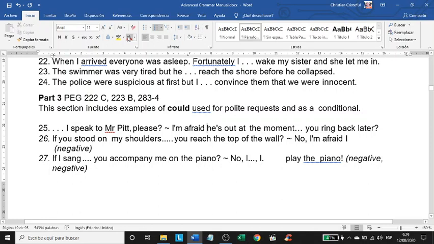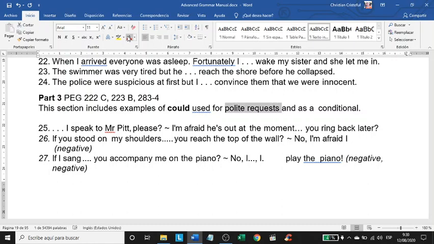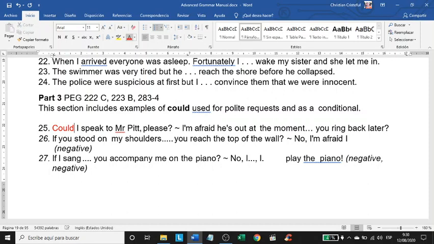Part 3. This section includes examples of could used for polite requests and as a conditional. So two uses. Could for polite requests and could as conditional. So the first one. Could I speak to Mr. Pitt, please? This is a polite request. I'm afraid he's out at the moment. Could you ring back later? This is also a polite request.